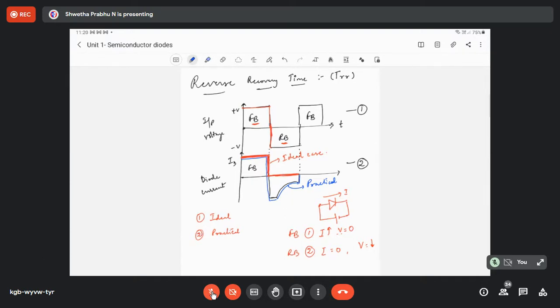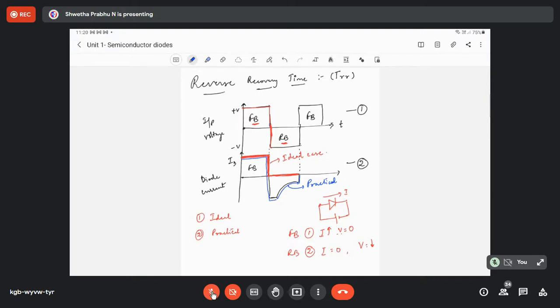So in the forward bias state, there are a large number of electrons diffusing from the N side to the P side and a large number of holes diffusing into the N side. This diffusion process establishes a large number of minority carriers in each of the materials. Now, if the polarity of the applied voltage is suddenly changed to make the diode reverse biased, then ideally the diode should also change its condition from on state to off state instantly, right? But for a practical diode, this does not happen.